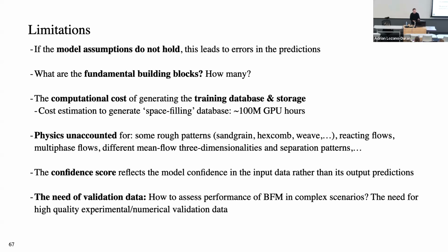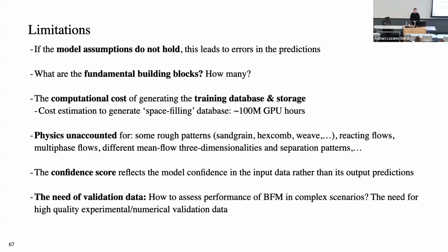Another question is this database of fundamental building blocks. I just told you I have these boundary layers and these channel flows, but why is that the best case? I don't know. Maybe there is a very smart way of building a high fidelity database that would perform much better. Then, it's very expensive to generate a database because it's coming from DNS. And if you ask me what is the database that I would like, I would like to cover all my dimensionless space. And I will need like 100 million GPU hours. That is an insane amount of time. And I don't have that.